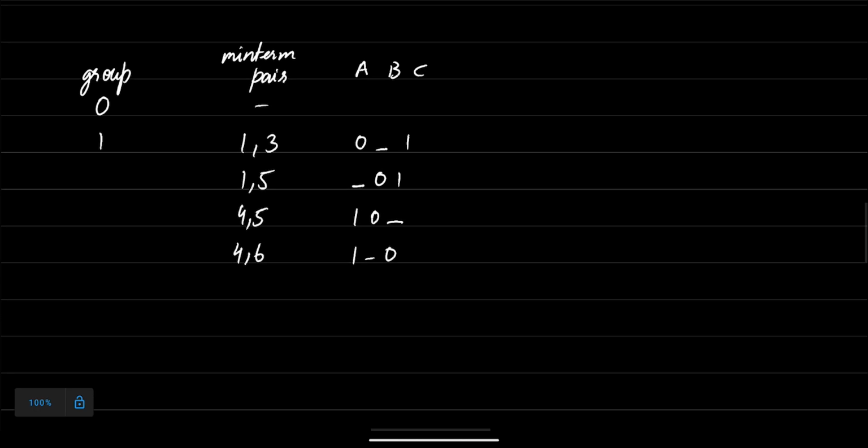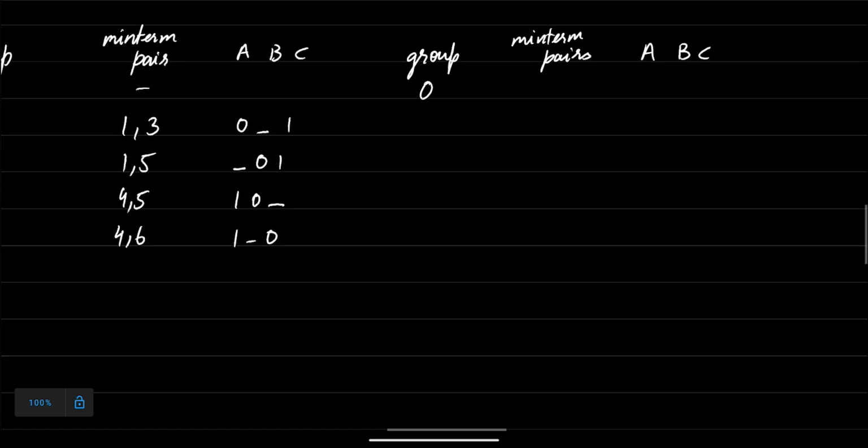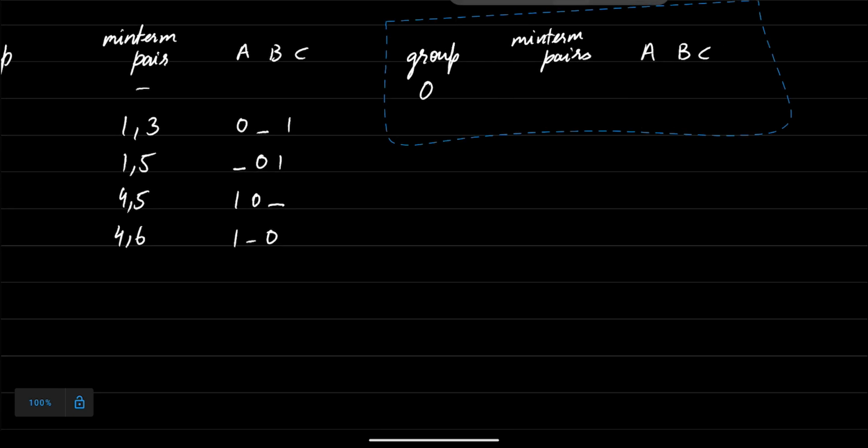So we start by making another table: group, minterm, pairs, and A, B, C. Now if we were to construct a group 0 in this table, we would look at group 0 in the previous table and compare it with group 1. But we can see that group 0 doesn't have any elements in it, so we can't make this new table. So this would be our terminating step.